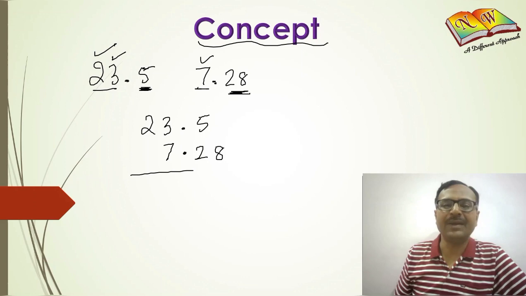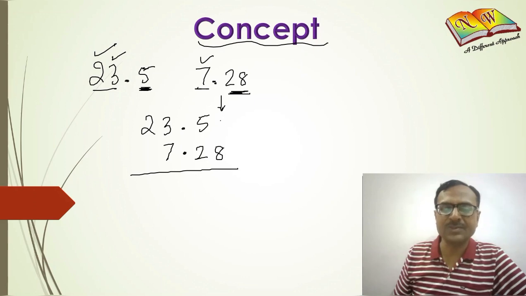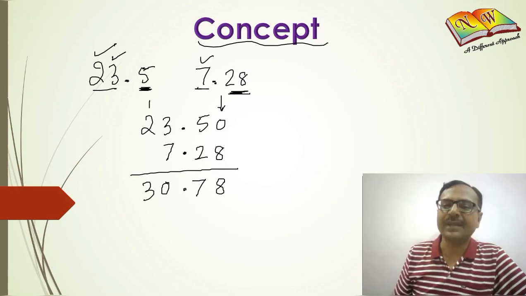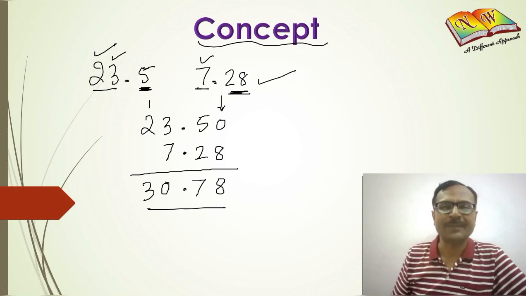Now we will use a horizontal line to add vertically. This column has nothing here, so it is a 0 here. So 0 and 8, they add up to 8. 5 and 2, they add up to 7. 7 and 3, they add up to 10. So we have a 0 and a 1 carry. 2 plus 1 gives us 3, and therefore 30.78 is the sum of these two decimals. This is how you add decimals.